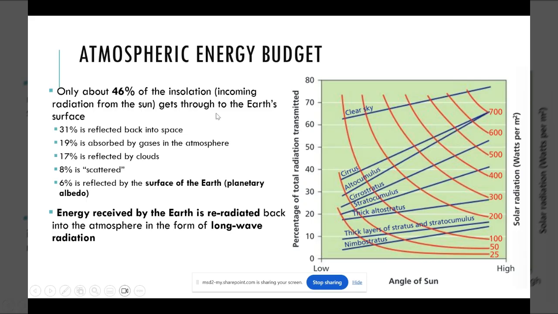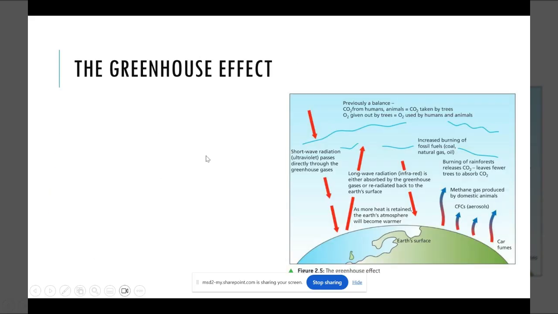Energy received by the Earth is re-radiated back into the atmosphere in the form of long-wave radiation. Again, it's all got to come back out in some way. A lot of it gets trapped though, and more of it's getting trapped over time, which is the greenhouse effect. And that brings us to the greenhouse effect. Here's a nice little diagram of how it comes into the Earth, goes out, and then also how you have more and more greenhouse gases getting emitted into the atmosphere.